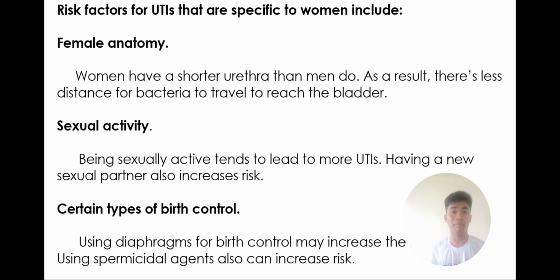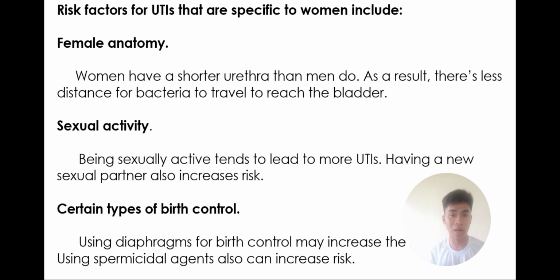So here, mga risk factors sa UTI nga makuan sa mga women. So ang usa sa mga dari ilang female anatomy because mas shorter ang ilang urethra kaysa sa men. So tungod ani mas mubo ang distansya sa bacteria para mo travel from their anus to the urethra and mo spread siya sa urinary system.